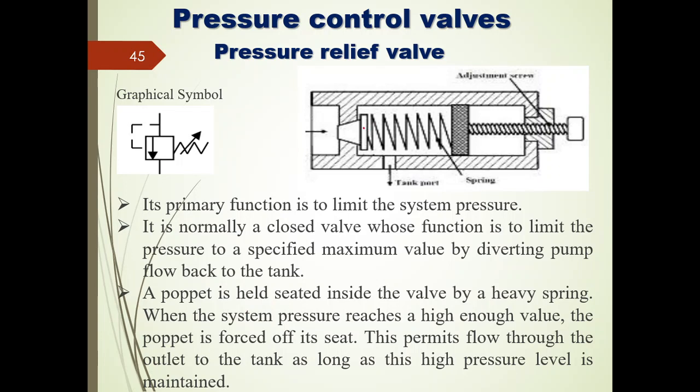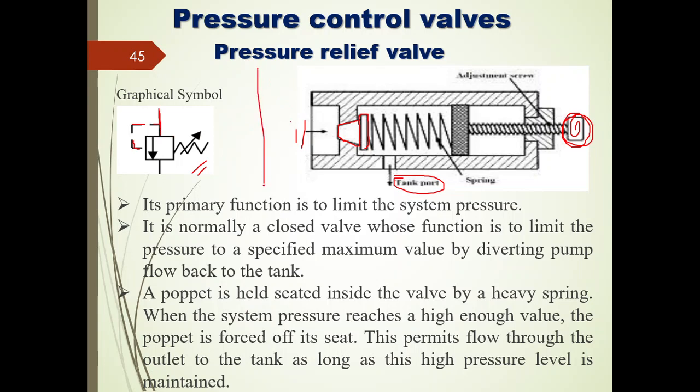It consists of the poppet which will be seated in the seat, and the poppet will be backed with the help of the spring force, whose stiffness we can control with the help of this adjustable knob, the adjustable screw. It consists of only two ports, one is the inlet port and one is the tank port, right? And this is the graphical symbol of a pressure relief valve, where the signal will be taken from the inlet side itself, right?